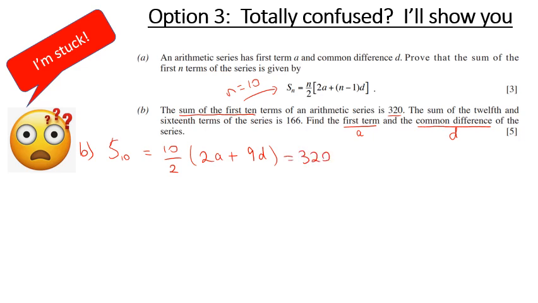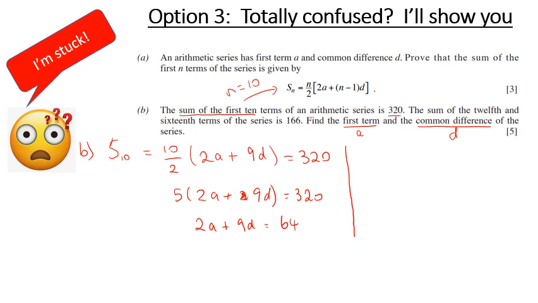Now I could simplify that a little bit, because 10 over 2 of course is 5. So 5 times 2a plus 9d equals 320. And then I'm thinking we might as well divide by the 5 just to make it look that little bit simpler. If I divide both sides by 5, I get 2a plus 9d equals 64. So I've just divided 320 by 5. So there's one equation. Now I'm going to try and come up with another equation.